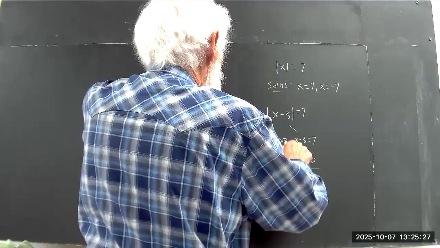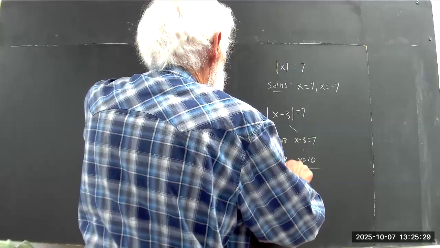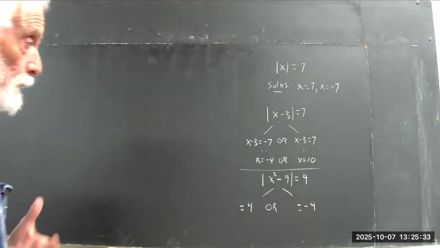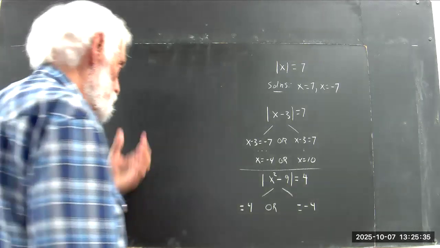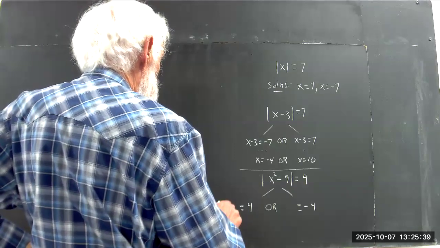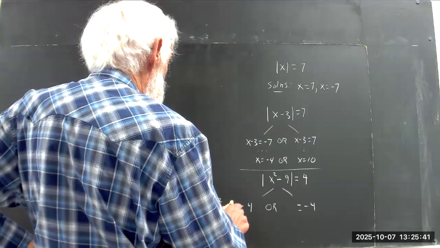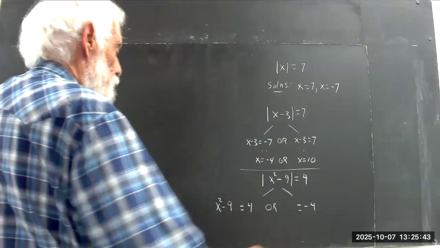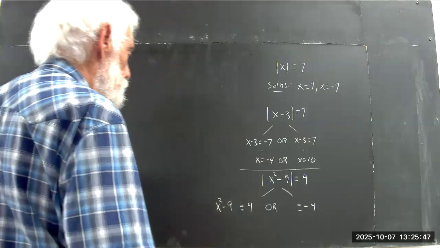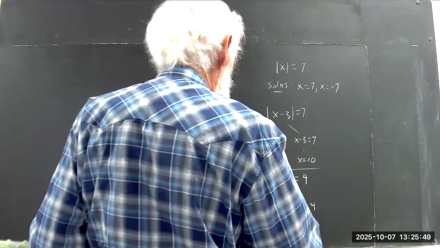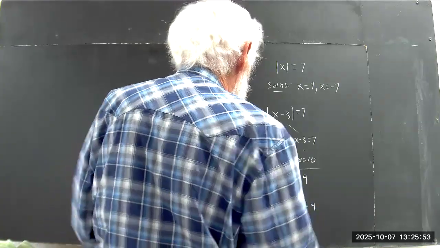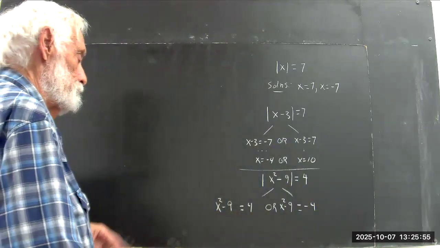Matter of fact, I'm going to require that word or, because there's logic to it that can get easily confused if you don't sort out how and is different than or. Okay, so anyhow, either x squared minus 9 equals 4 or x squared minus 9 equals -4.